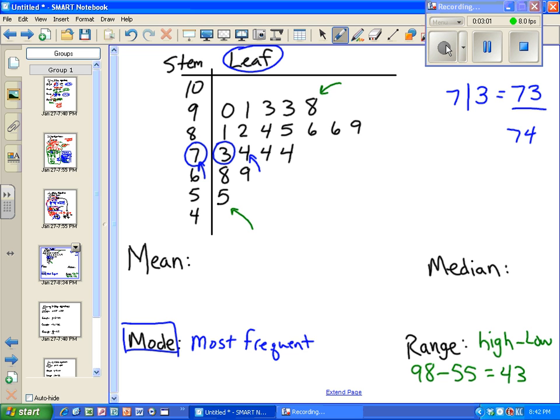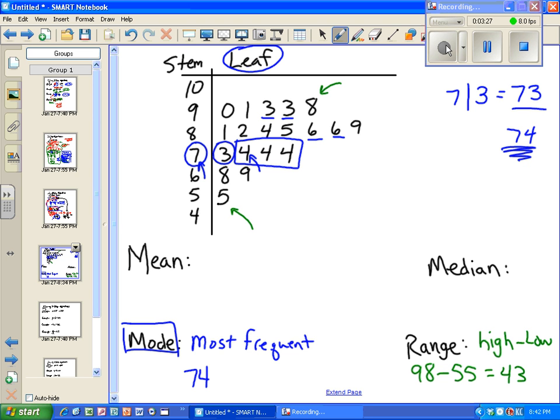What I noticed right from the beginning is I've got 3 of these 4s. Now, they don't really mean 4, they mean 74. And nothing else happens that often. Yes, there's a couple of 93s, and there's a couple of 86s, but none of those happen 3 times like the 74. So my most frequent is 74.